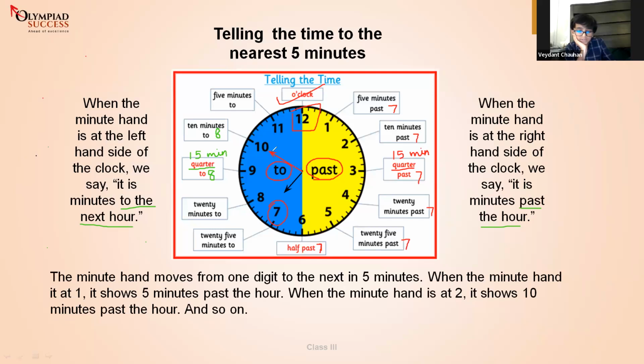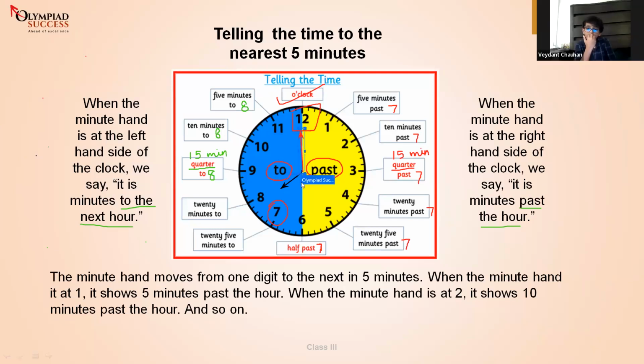Again, when your minute hand shifts from 10 to 11, then again you will be left with 5 minutes, right? So you will be writing 5 minutes to 8, the next hour. Now, you also will notice that the hour hand also starts shifting a little towards 8 o'clock. And now this minute hand is finally coming at 12.